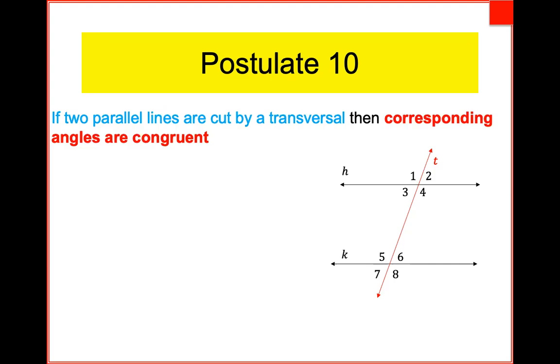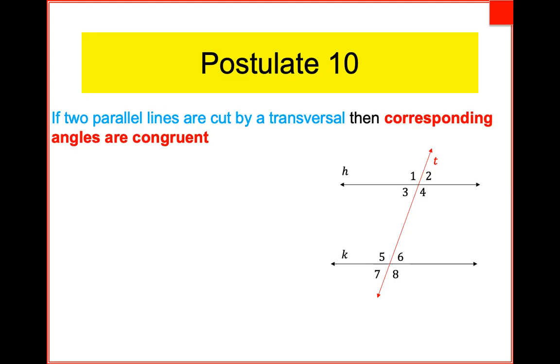So why is this true, Matt? Why is 1 the same as 5? Why is 3 the same as 7? Why is 4 the same as 8? Why is 2 the same as 6? Because postulate 10 says. And that is not good enough. This is us trying to get out of work. What do we know about H and K? They're parallel. Okay, so you think about this.